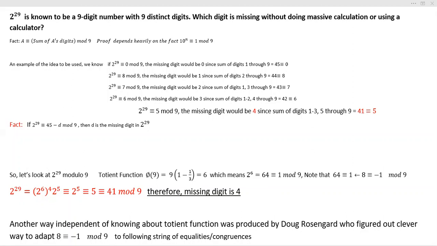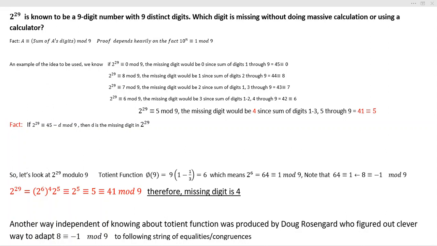Okay, well, there are 10 digits. 0 to 9 is 10 digits. So there's clearly going to be a digit missing in this 9-digit number. And again, there are no repetitions. It's 9 distinct digits. And you can use number theory and other things, it turns out, to find out what the missing digit is. And of course, it's cheating to use calculators or technology.